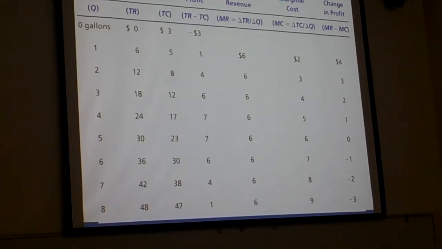Okay, the next day we sell 1 gallon, total revenue is $6. It's related to the price of $6, total revenue is $6. Our total cost is now $5. Difference between 3 and 5, obviously $2. What's that made up of? If it goes from $3 to $5 and we sell 1 unit, what's that $2 made up of? Variable cost, right? So our cost to produce 1 unit is $2.